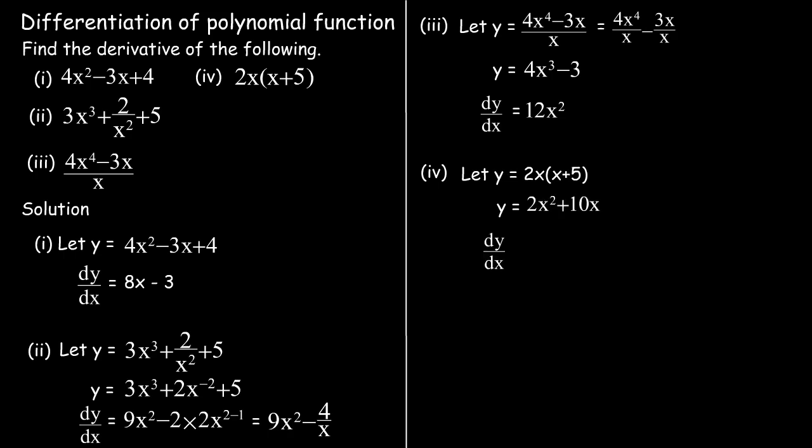Differentiating this, dy over dx will be equal to, if we differentiate 2x squared, it's going to give us 4x, because 2 times 2 is 4, and once we remove 1 from the power, 2 minus 1, we are left with x. And once we differentiate 10x, it will be equal to 10.